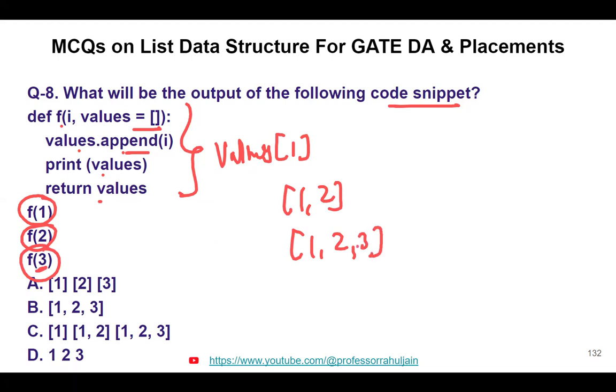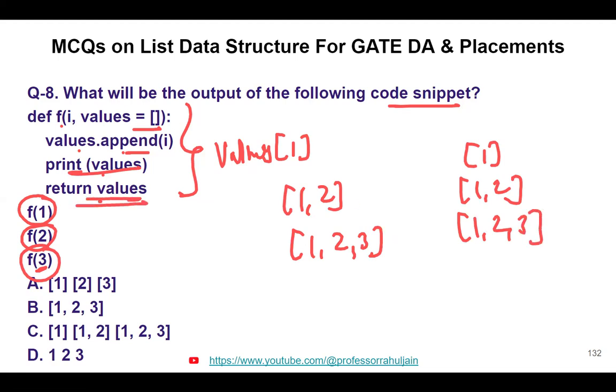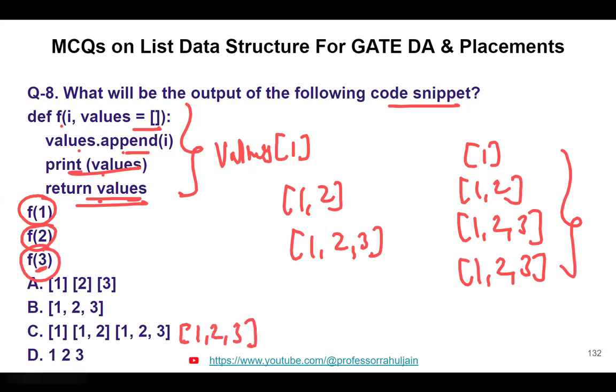Now all three functions are finished. Print values. First 1 will be printed, thereafter 1 comma 2 will be printed, after that 1 comma 2 comma 3 will be printed. And again we are returning values. So what is the final value? 1, 2, 3. Again 1 comma 2 comma 3 will be printed. This will be the output. So here I need to add 1 comma 2 comma 3 also. So this is the correct answer here, option C.